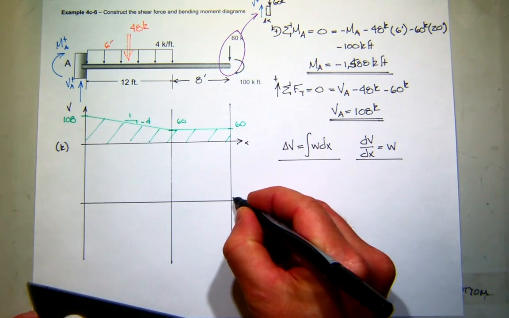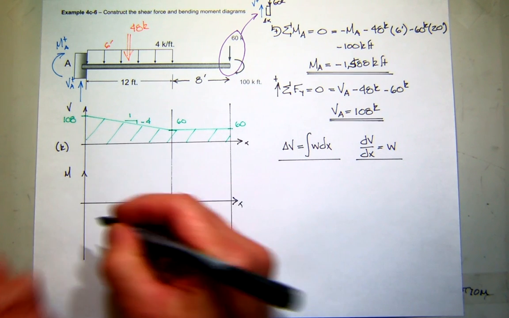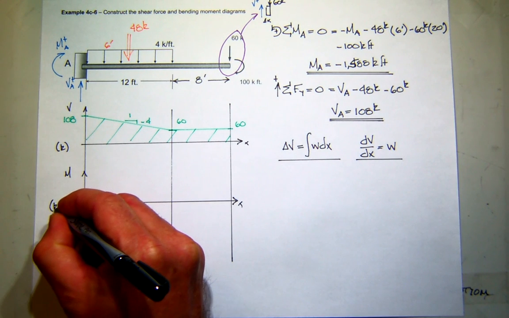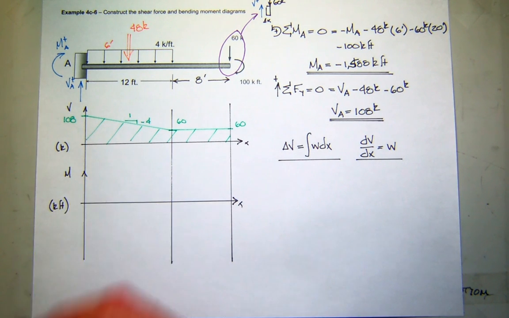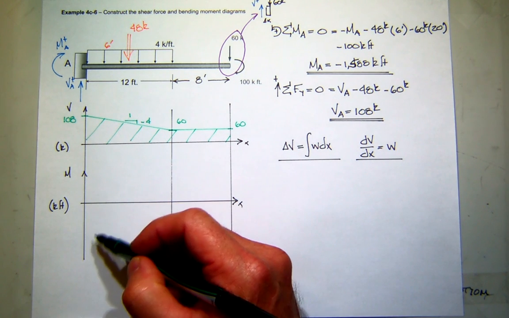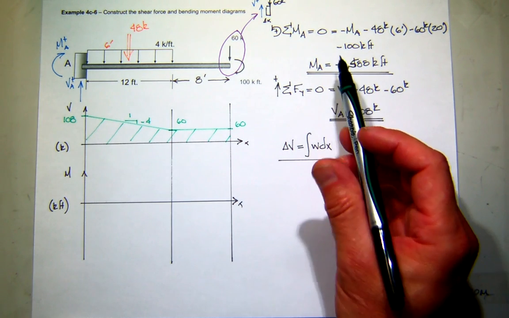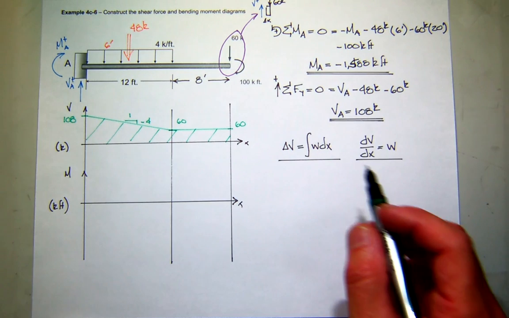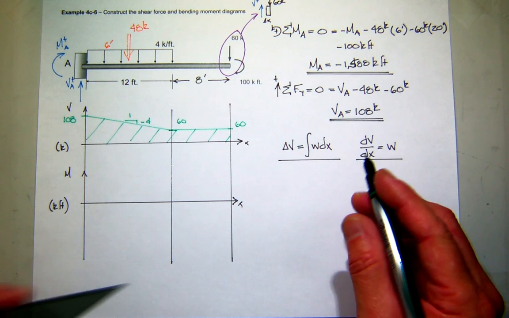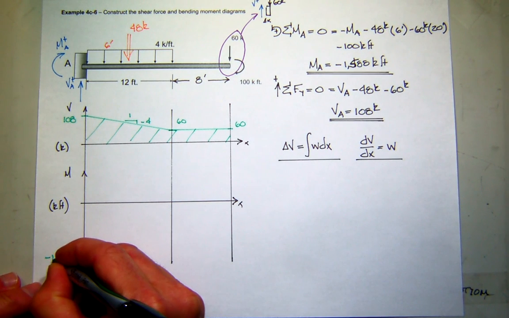All right, so let's put down the positive x, and that this will be our positive moment, and all of our values here will be in kip feet. So what do we know about our bending moment? What's it going to start with here at the left side? We found the bending moment. It was negative 1588. Are we sure that's right? Everybody check that again? Yes, that's right. Okay. So that means we're going to start at negative 1588.